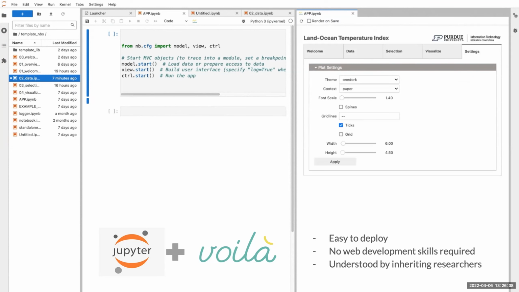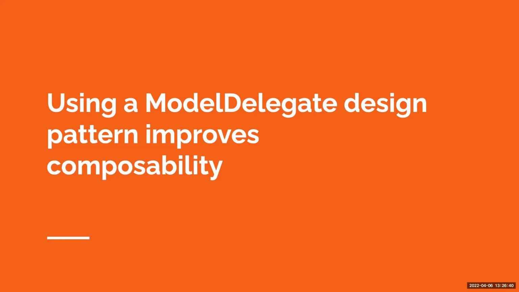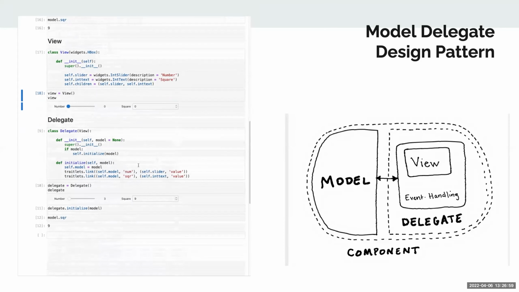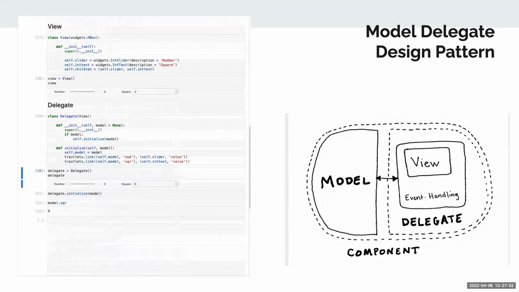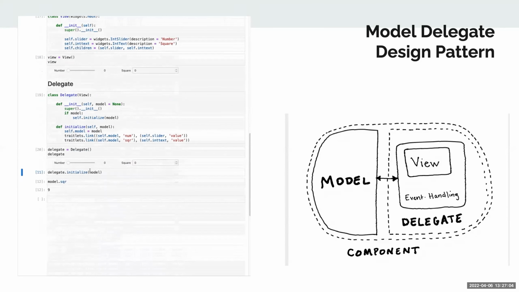I was working on a particular case where the scope kind of creeped quite a bit, and the application required a lot of composability. So I had a lot of components that needed to be repeated in places in the application. So then the design of my MVC became a little more critical, and I adapted the model delegate design pattern.